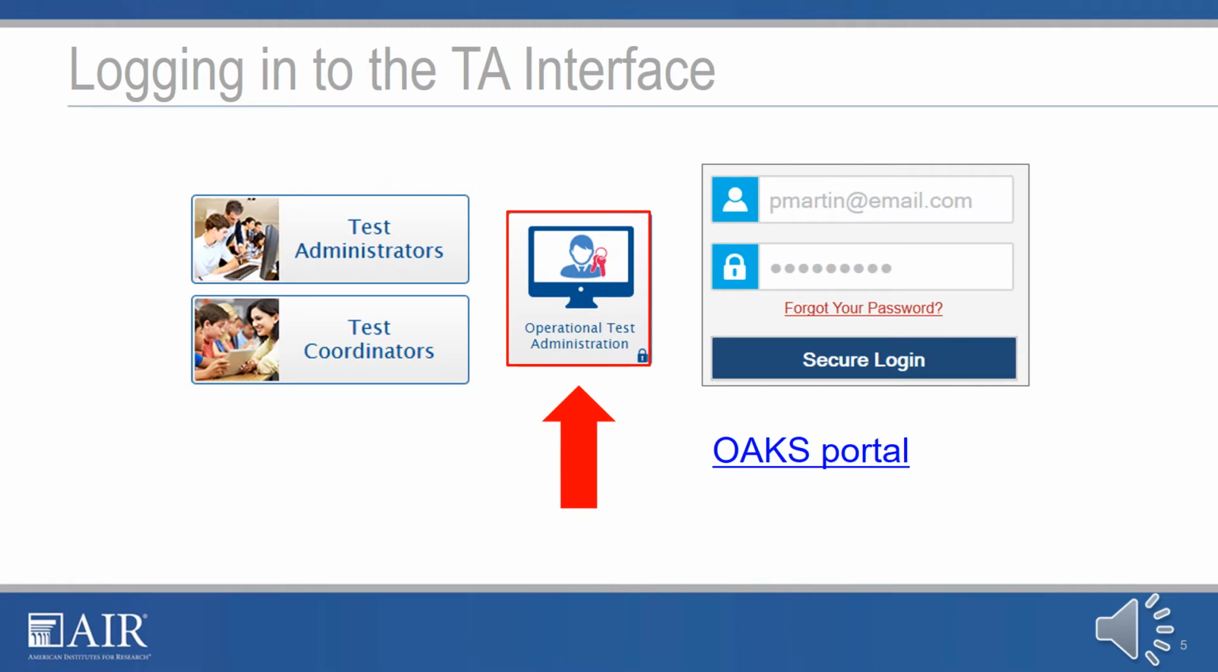To log in to the TA interface, go to your portal. Click the appropriate user role card. On the next page, click the system card used for operational test administration. Enter your username and password, and then click Secure Login to continue.